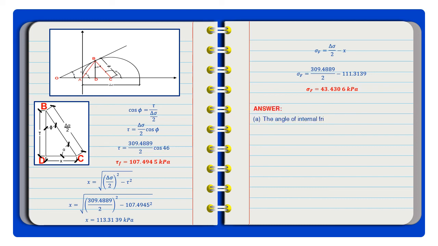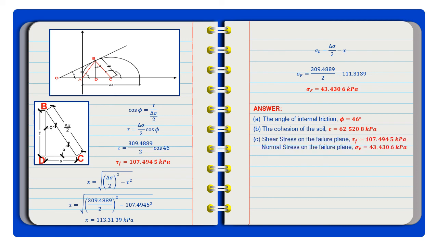Summarizing, we have the angle of internal friction, phi, equal to 46 degrees. The cohesion of the soil is 62.5208. The shear stress on the failure plane, tau f, is equal to 107.4945. And the normal stress on the failure plane, sigma f, is equal to 43.4306 kilopascals.